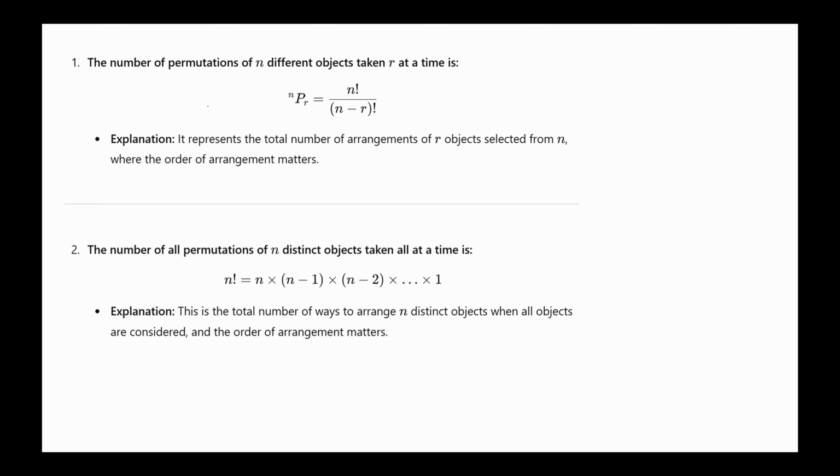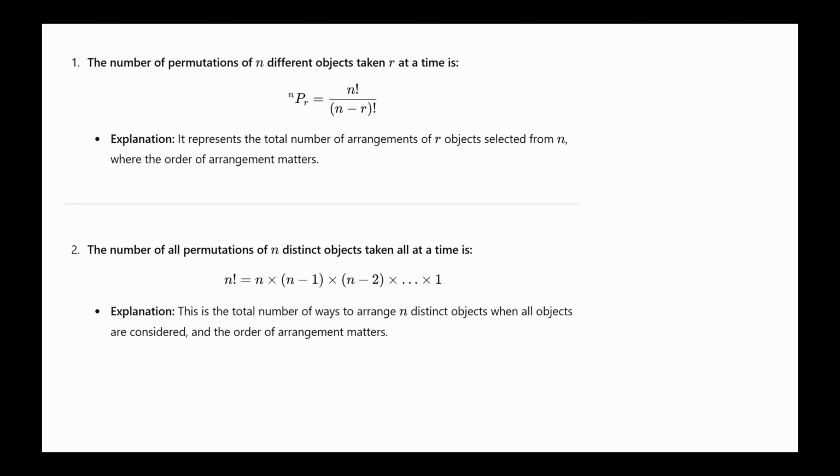Now looking at this, these are the same things repeated again and again, just to make you understand what the formula is or what you have to do if questions are asked in a different format. Explanation: it represents the total number of arrangements of R objects selected from N where order of arrangement matters. Here order of arrangement matters.